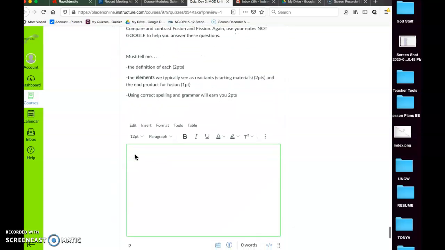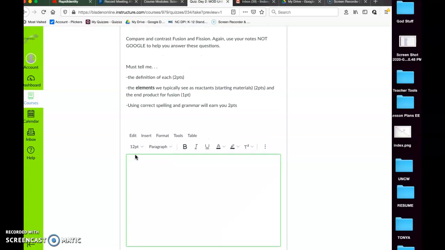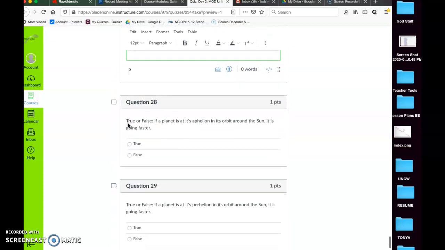Question 27. Compare and contrast fusion and fission. Again, use your notes, not Google, to help you answer these questions. You must tell me the definition of fusion and fission, the elements we typically see as reactants, or starting material, 2 points for that, and the end product of fusion. We did not go over the end product of fission, so I do not expect you to know that. Using correct spelling and grammar will earn you 2 additional points.